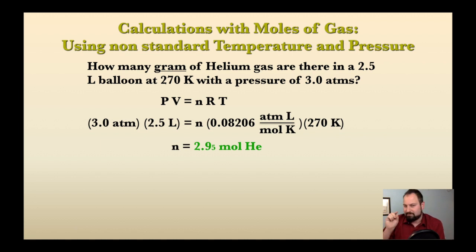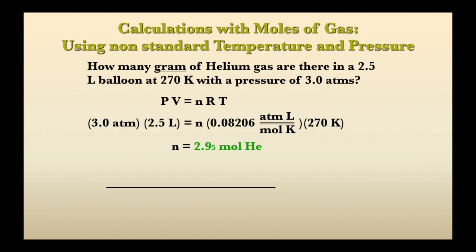If your answer is off by the very last number, that is probably why: you rounded differently than the person doing the exam. Okay, so let's get to how we get from there. Well, we're looking for grams. We have our moles of helium, so we need to know the molar mass of helium. Where do we get that from?